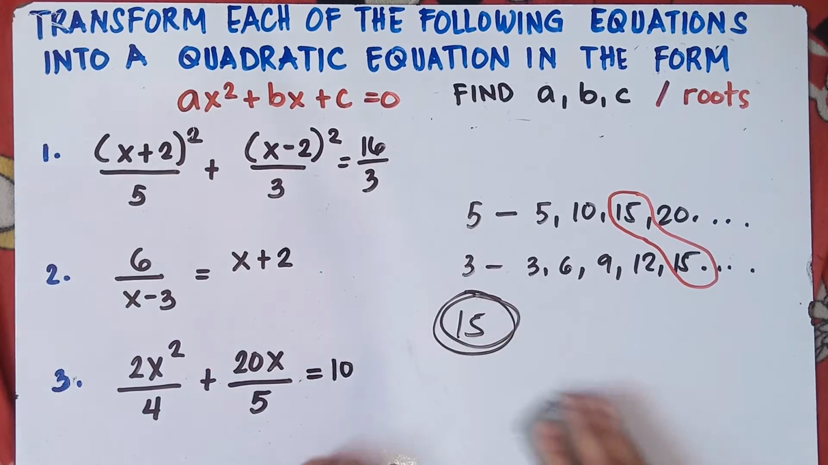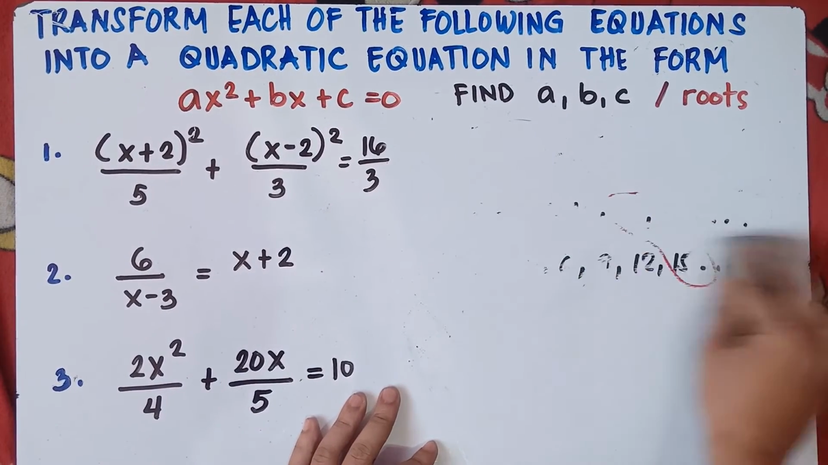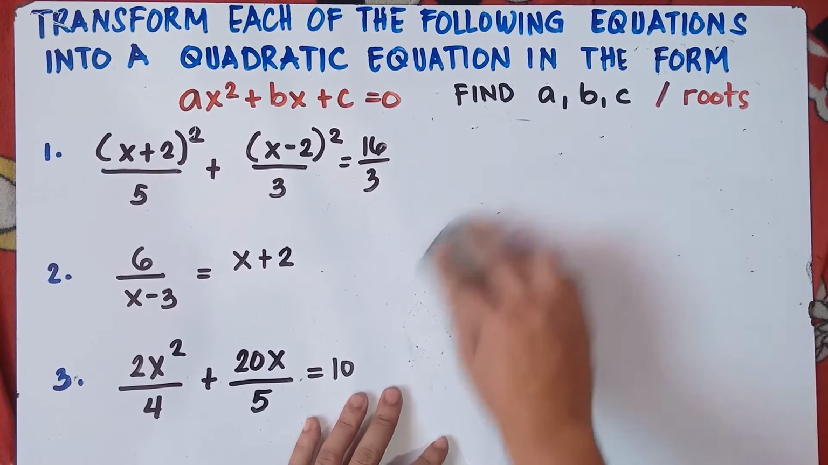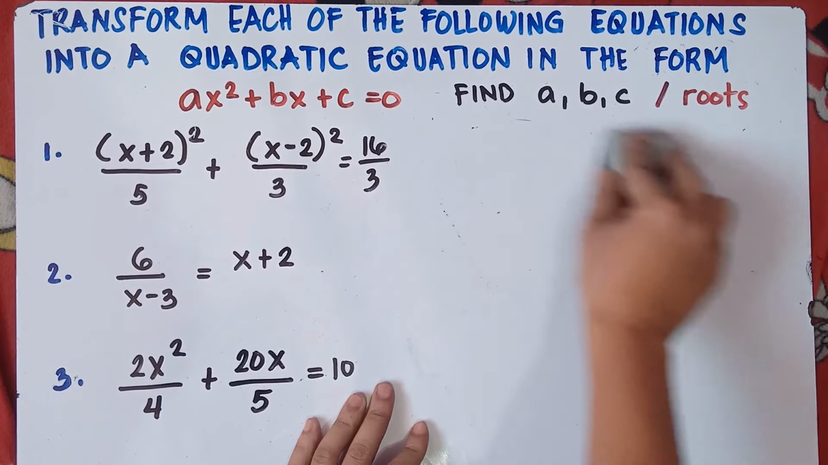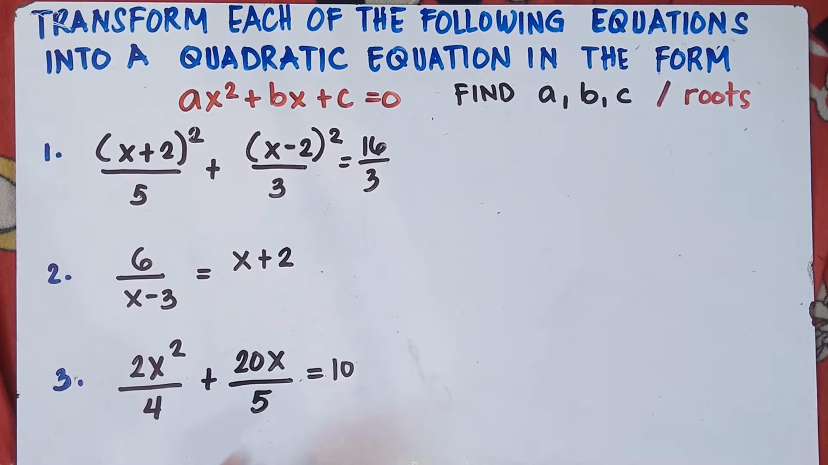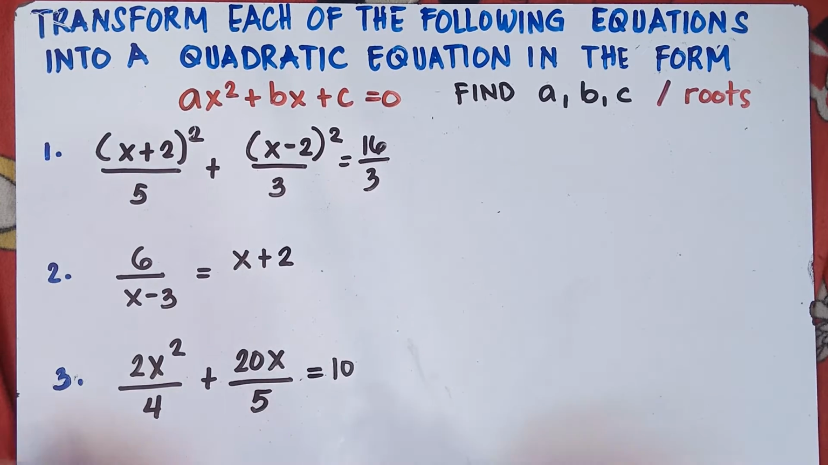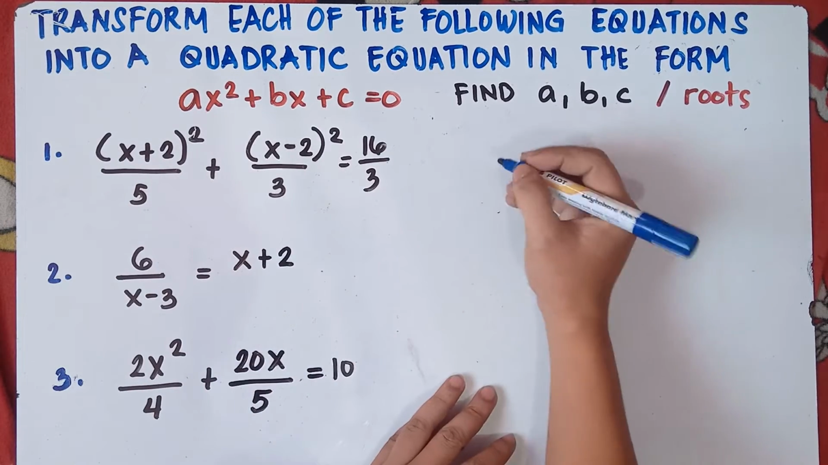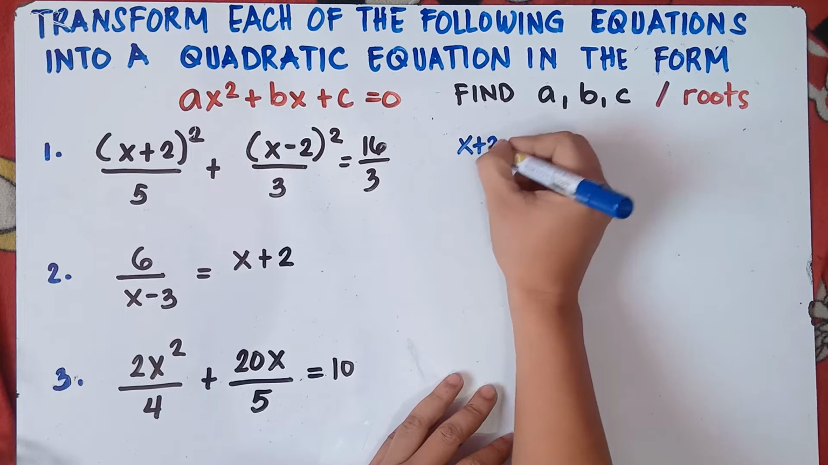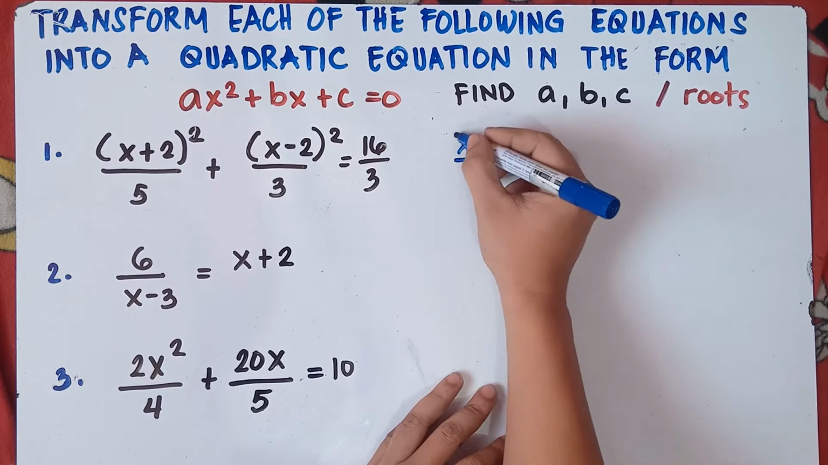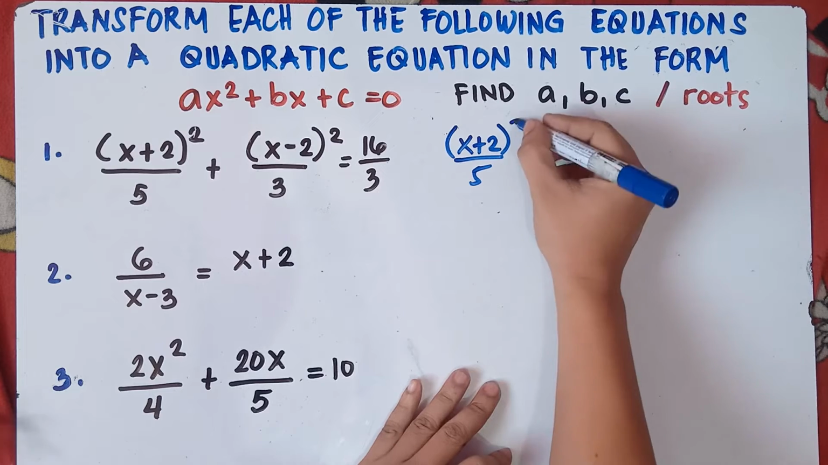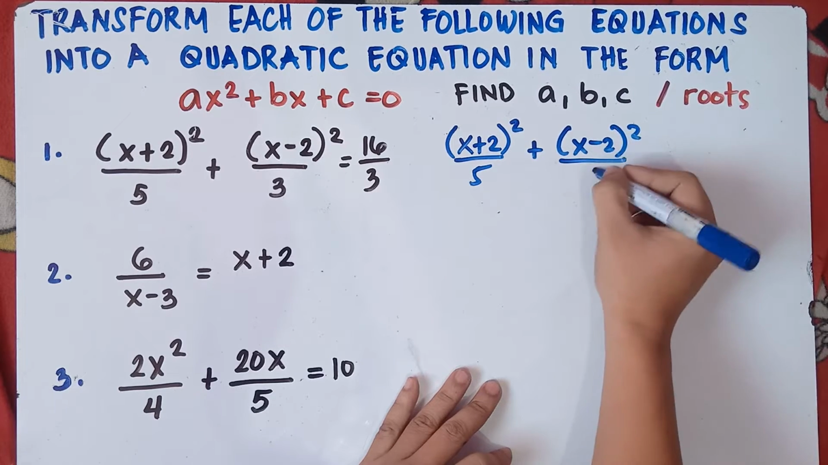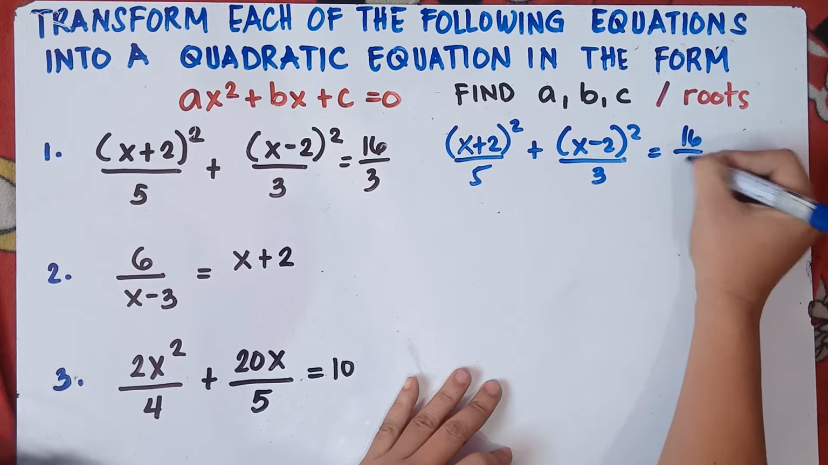Alright, so the LCM is 15. I hope you understand, class, how to find the LCM. Once again, no need to write this one. I just explained it for you to really understand how to find the LCM. Now, once you get the LCM, you multiply the LCM by this equation. Let me write the equation first: (x + 2)²/5 + (x − 2)²/3 = 16/3.